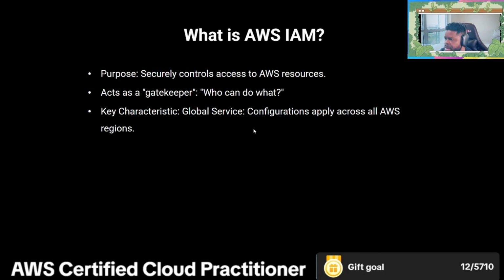Let's see. So what is IAM? Like I mentioned, it's identity and access management. It's called that because everything in AWS comes in the form of an account. There is always an account. There is nothing you can do without an account.